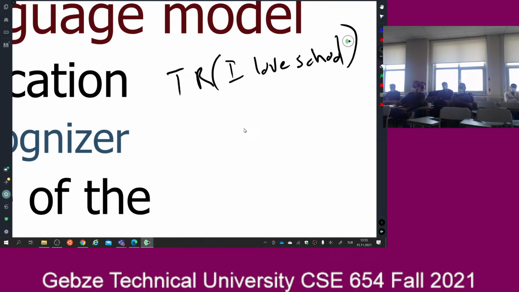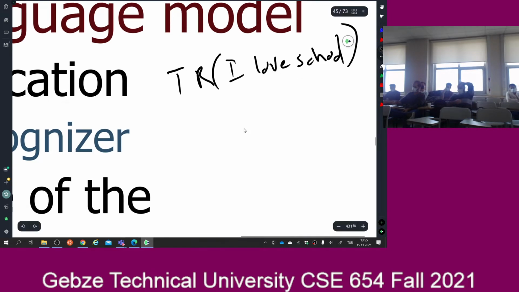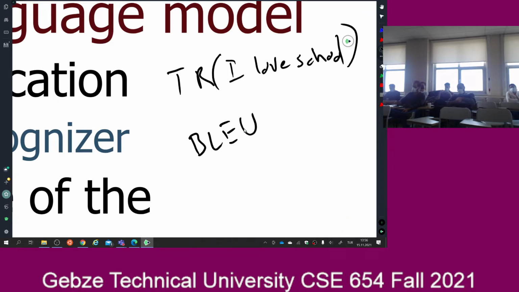Then this translation system will produce a Turkish sentence, and there may be a number of alternatives. While I am translating it, I am using the Turkish language model and the English language model. If I am using 1-gram, 2-gram or trigram models, it will give me a result, right? So I am going to measure the success of my translation system using this. This is a score to measure the performance of a translation system.